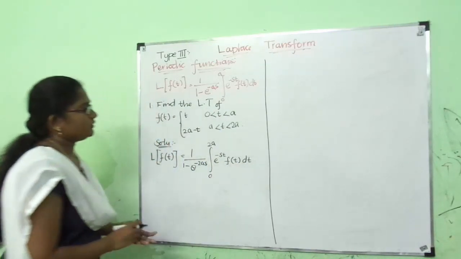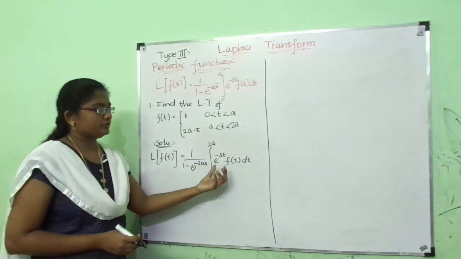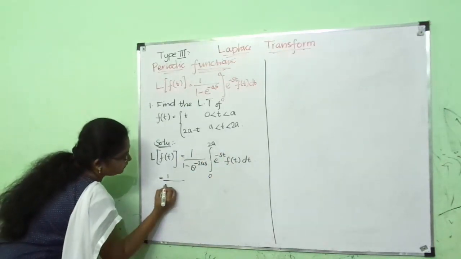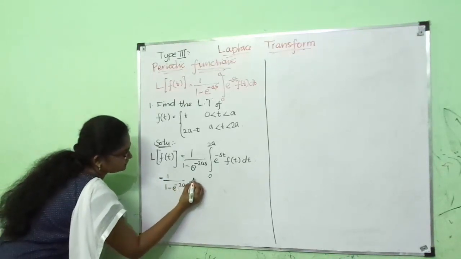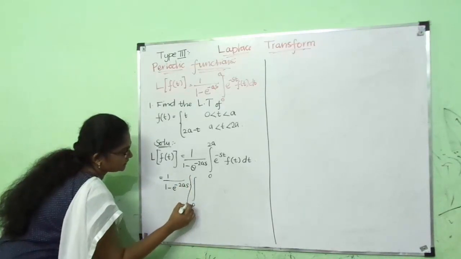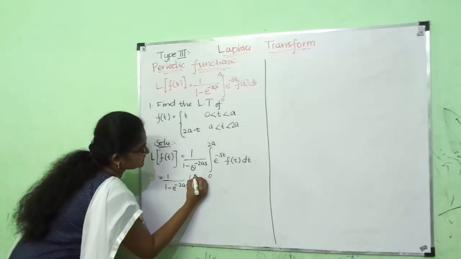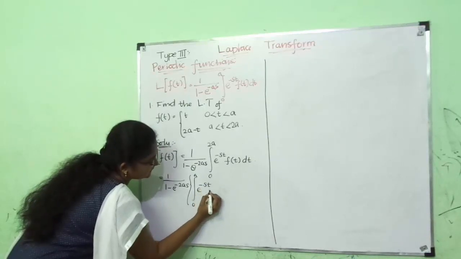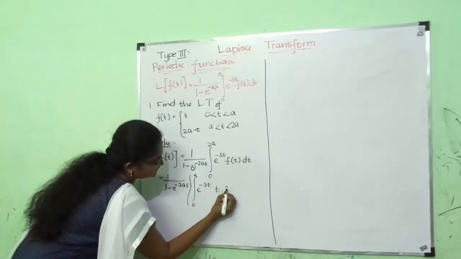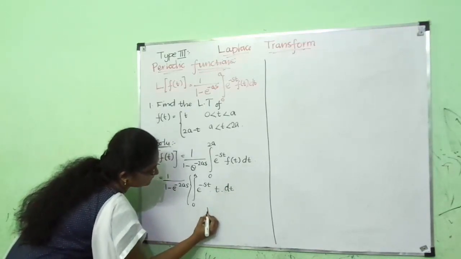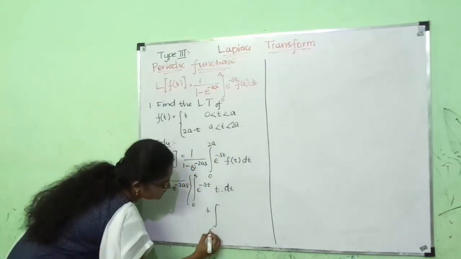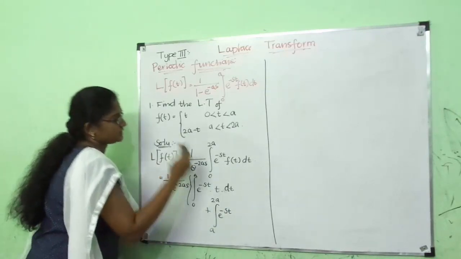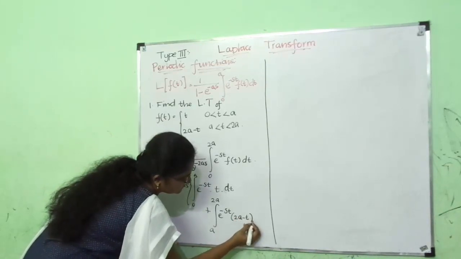In the next step, we are going to split this integration and write the function for the given interval. 1 by 1 minus e power minus 2as, open a bracket: integral 0 to a, the first interval, where the function is t, e power minus st is already there in the formula, t dt, plus the next integral a to 2a, e power minus st, where the function is 2a minus t, into dt.